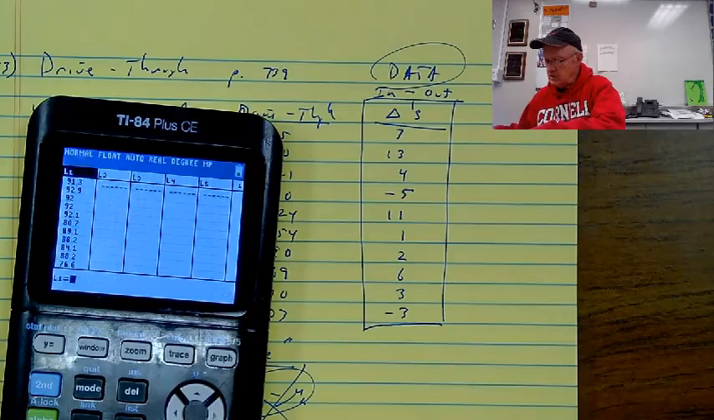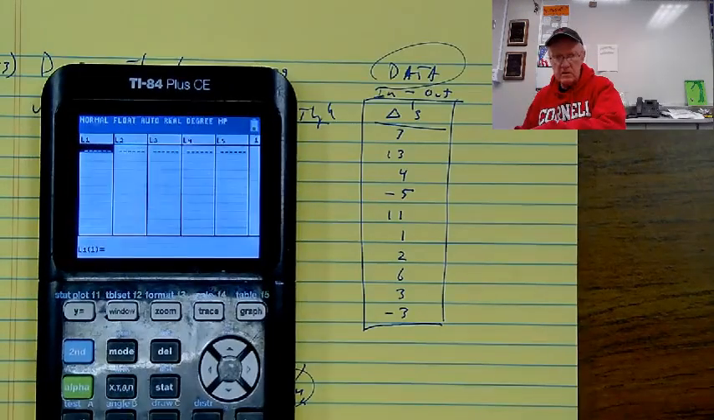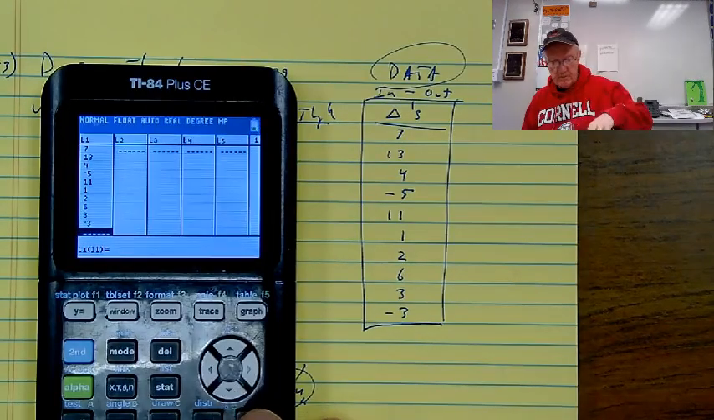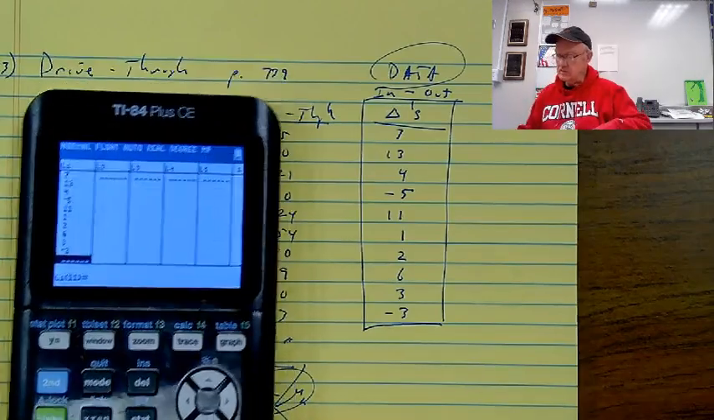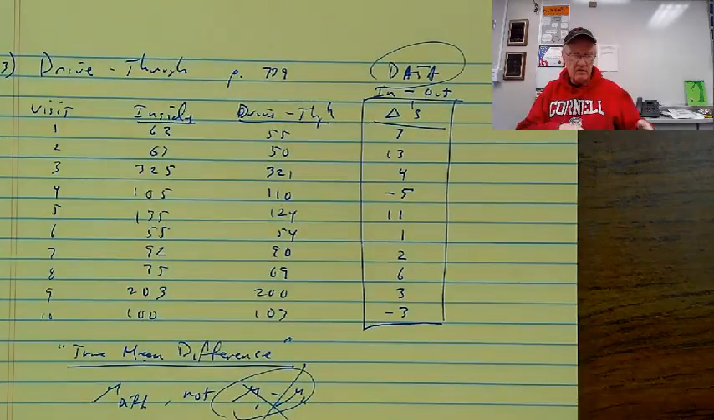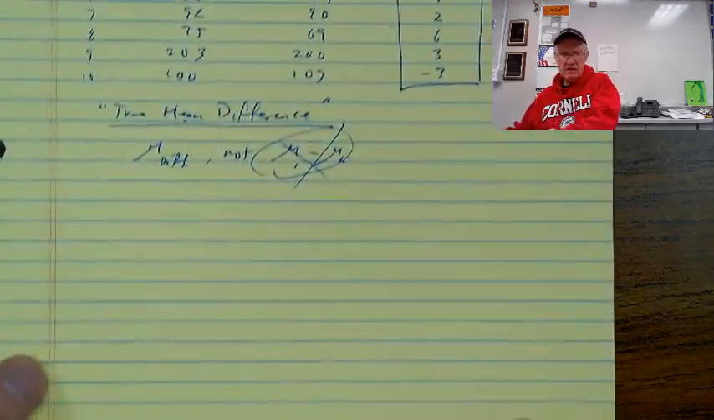So here's my calculator. I'm just going to install these numbers in the box. 7, 13, 4, negative 5, 11, 1, 2, 6, 3, and negative 3. And I should have 10 numbers. Is that right? Yeah, 10 numbers. Okay, I'm going to set that aside for the time being. And let's start the procedure.